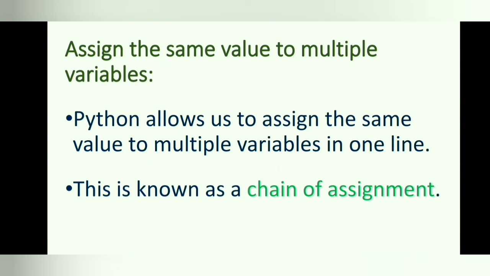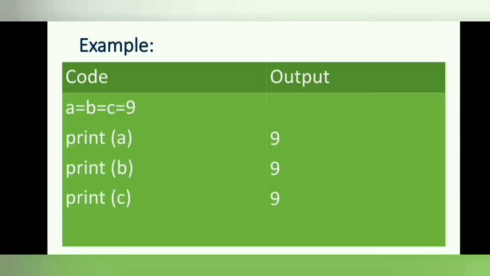Assign the same value to multiple variables. Python allows us to assign the same value to multiple variables in one line. This is known as a chain of assignment. Example: open the Python IDE or any text editor, type this Python code and run it. A = B = C = 9, that is, the same value to multiple variables. Print A, print B, print C. The output will be 9, 9 and 9.